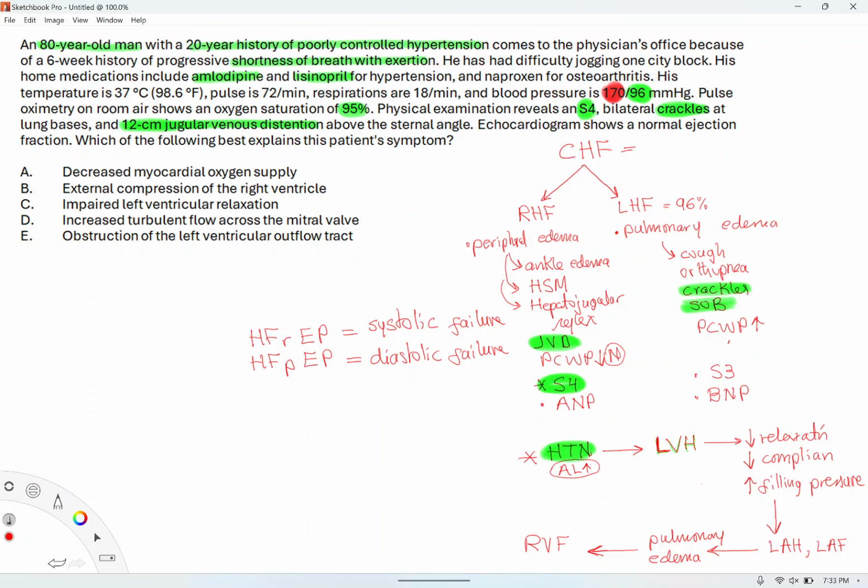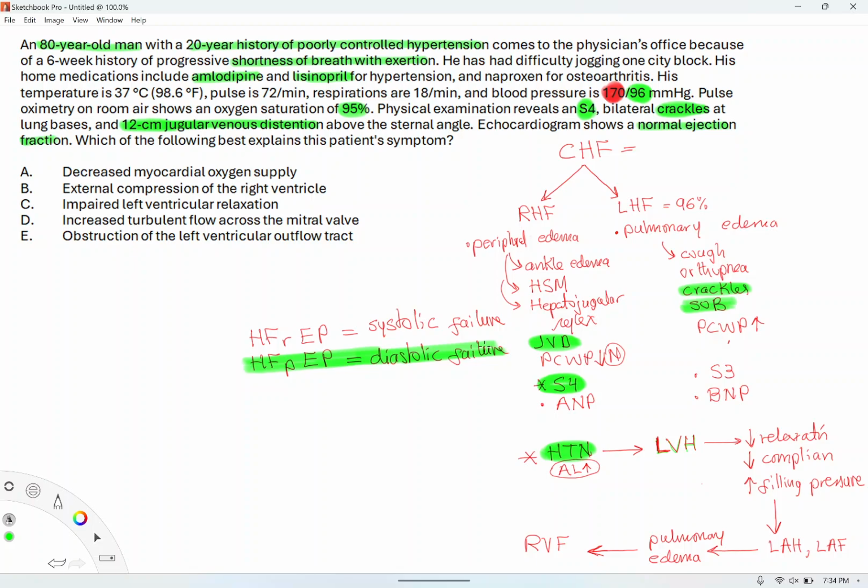So why did I even mention it? I'm not sure. I lost my train of thought. Let's go back to it. Oh, there you go, because the echocardiogram shows a normal ejection fraction. Therefore, this is heart failure with preserved ejection fraction, which is diastolic failure.